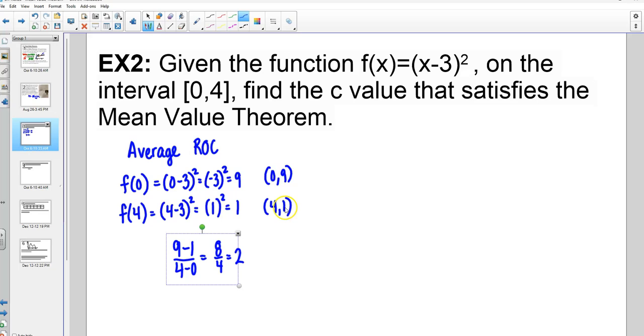Oh, let's see, 9. Oh, gosh, yeah. Thank you for catching that. It needs to be negative, doesn't it? Let's switch those. We got 0 minus 4. That's a negative 4, giving us a negative 2 right there.